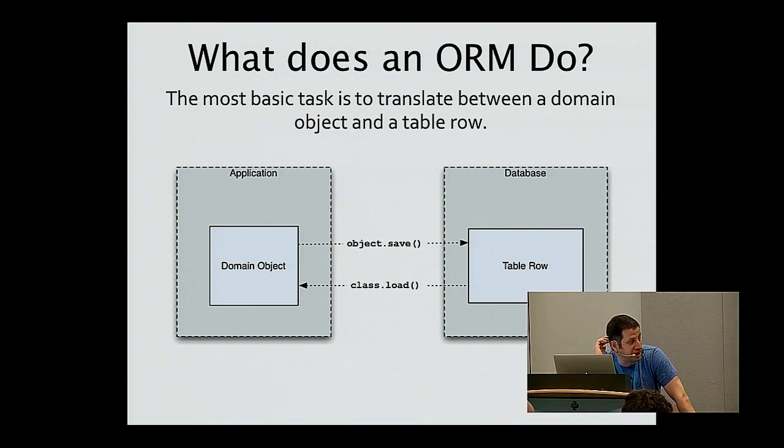So object relational mapping is specifically, in my view, when you've actually created a custom model that's going to be filled in with database data.